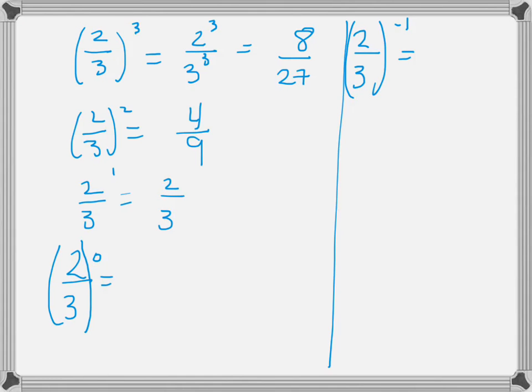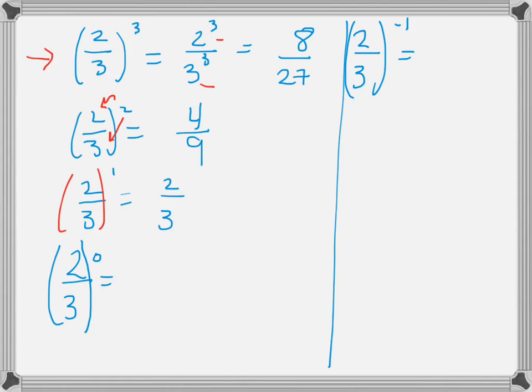Okay, and then let's look at what happens with fractions when we raise a fraction to a power. So I went ahead and written some powers of 2/3. So 2/3 to the third power would be 2 to the third power over 3 to the third power, which is 8 over 27. And 2 over 3 squared is equal to, remember we bring the exponent in, so it would be 2 squared over 3 squared, which is 4 divided by 9.